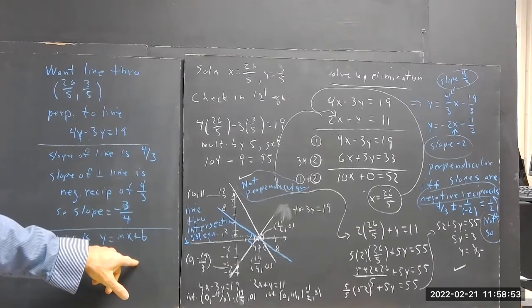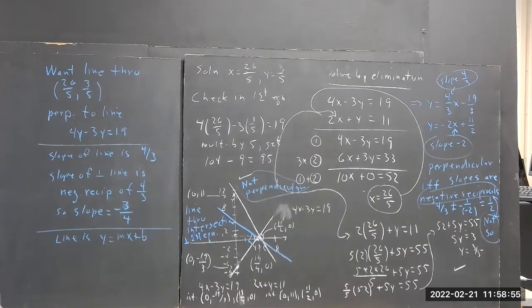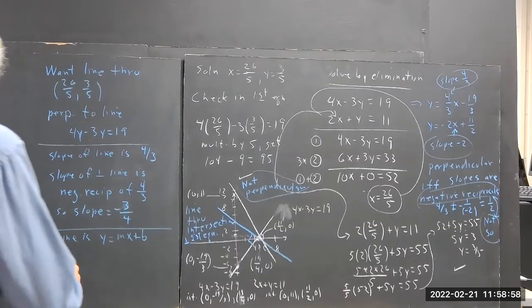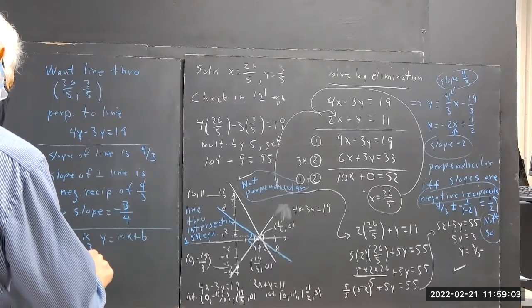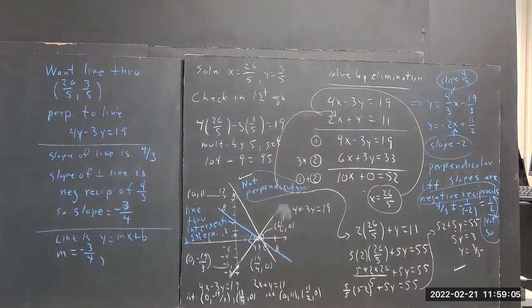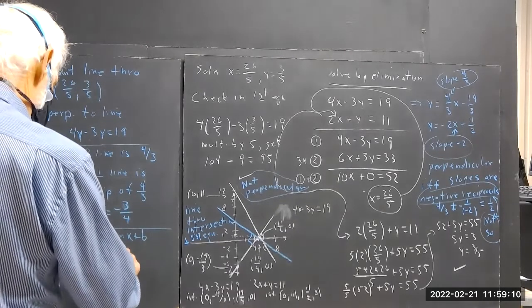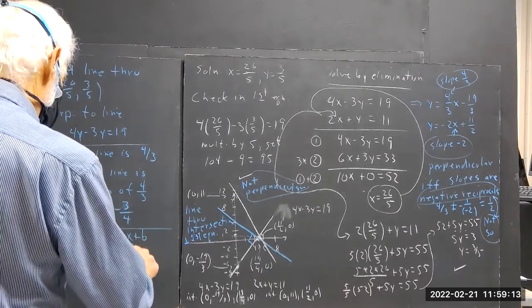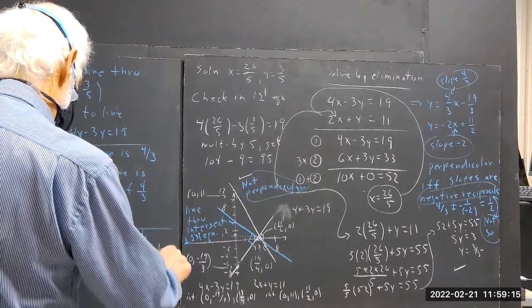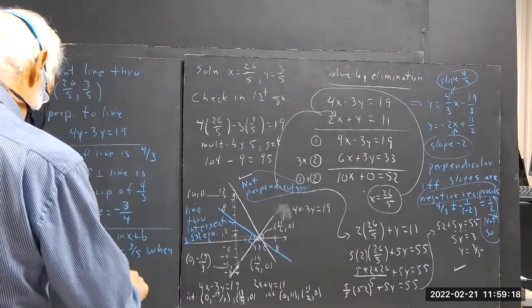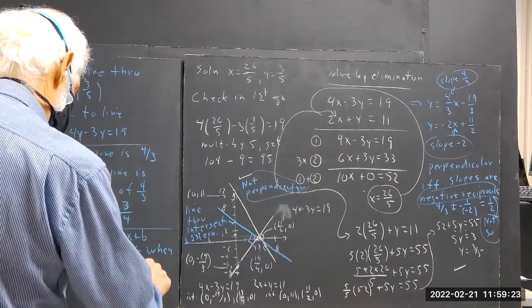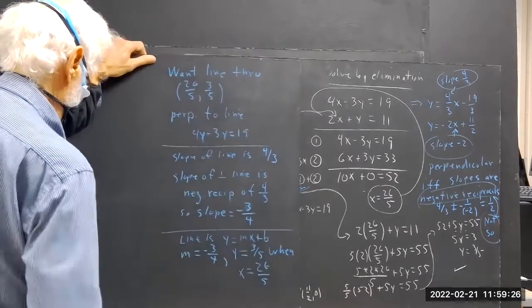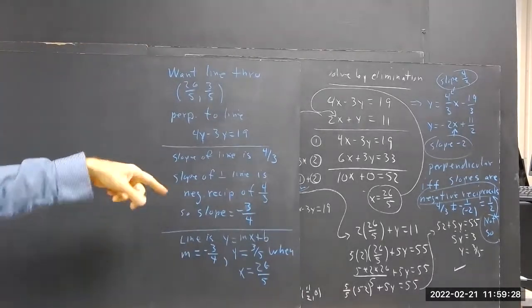Okay, anyhow, the line is y equals mx plus b, as we've done previously. M is negative 3/4. And it's got to go through this point: y equals 3/5, and x equals 26/5. And now what we get ought to kind of match my picture.